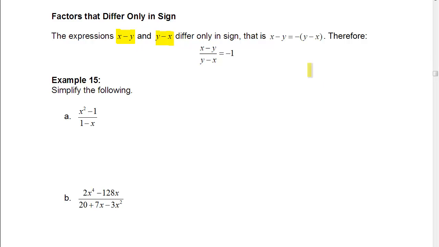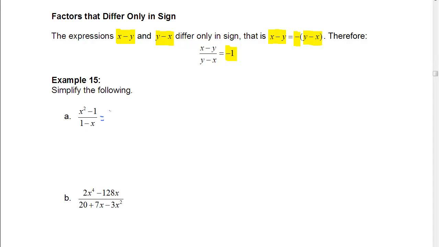But what we can notice is that x minus y is the same as negative of y minus x. Therefore, if we cancel an x minus y and a y minus x, the result is negative 1, because these factors differ only in that one is the negative of the other. With a plus in the middle, the order doesn't matter. With a negative in the middle, the result is a negative 1. So let's go ahead and look at some examples here, and some will have this and some won't.